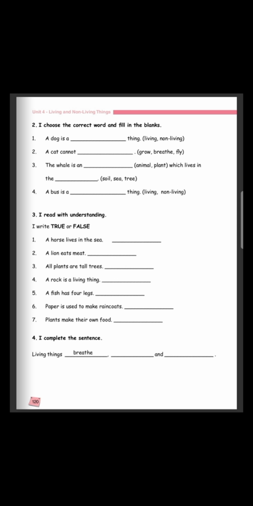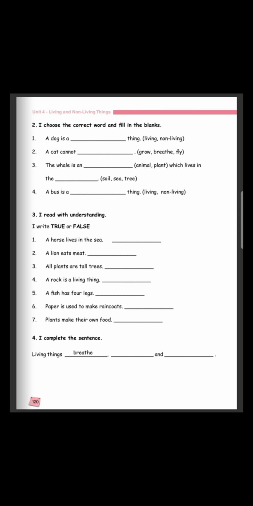Number 3. All plants are tall trees. Are all plants the same? Look around you. Are all the plants that you can see the same? No, plants are different. We learned that some plants are small, some are tall, while some have leaves of different colors, others have green leaves. So, all plants are not tall trees. You have to write false.